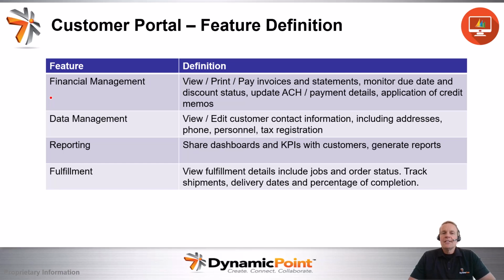Financial management is the ability to view, print, and pay invoices and statements, monitor due dates and discount status, update ACH and payment details, and apply credit memos. Data management is basically the customer maintaining their own data through the portal. That's viewing and editing customer information, addresses, phone, personnel data, tax registration, etc. Reporting is the sharing of dashboards and KPIs with customers and giving them the ability to print their own reports. And fulfillment is viewing details of jobs, order status, tracking shipments, delivery dates, and percentage of completion.